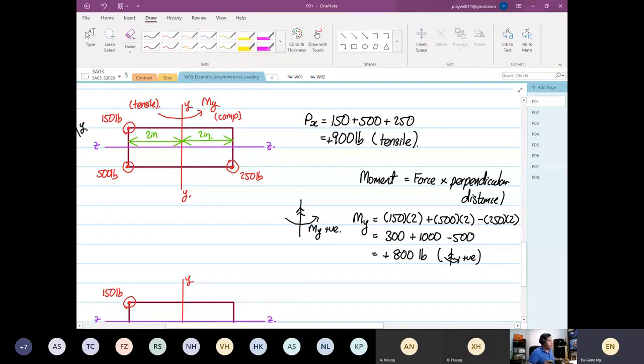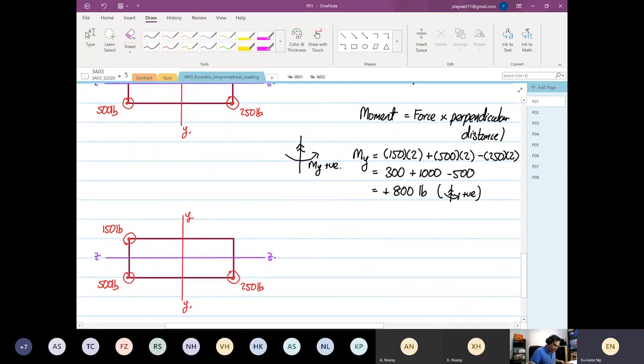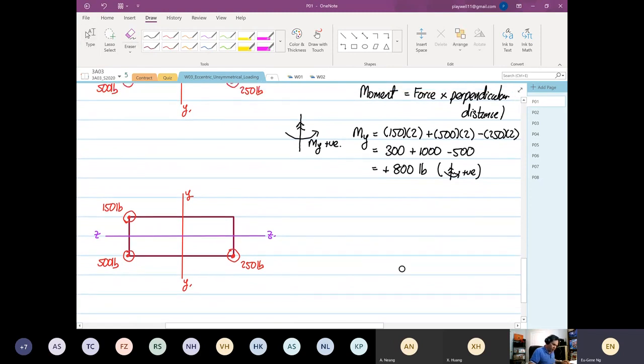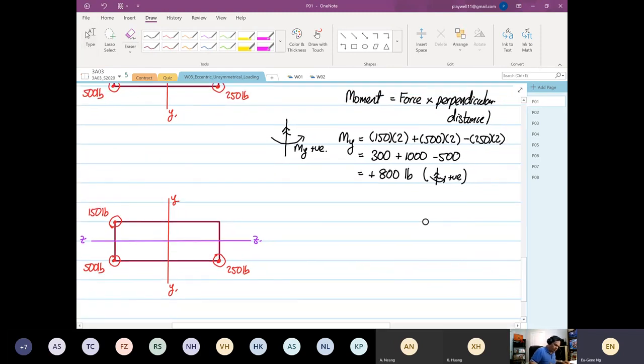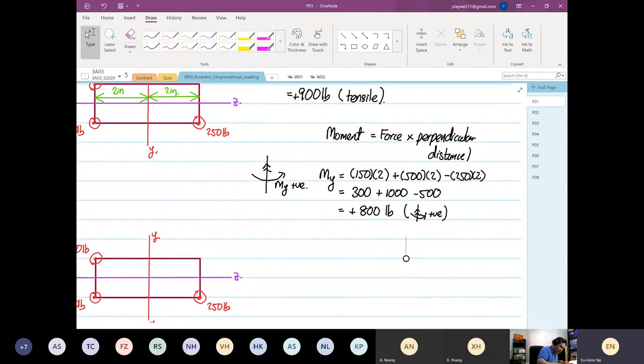So we have been doing this for the past like 2 weeks already. And the beauty of this analysis is that regardless of how the structure is loaded, the head of the arrow is compression, the tail is tension. It is a generic solution. Okay, so the next thing that we are going to find is moment about y. Oh, sorry, moment about z. Before I go on, does anyone have any questions so far?